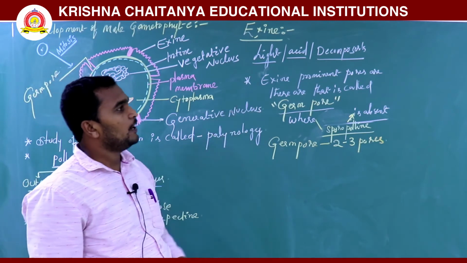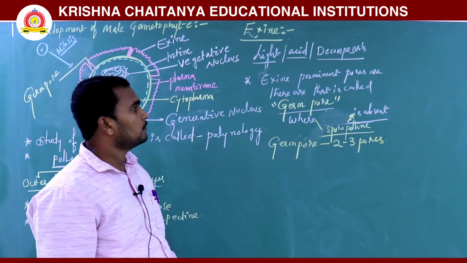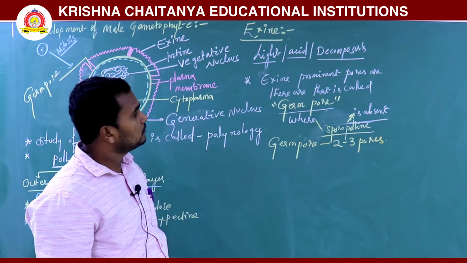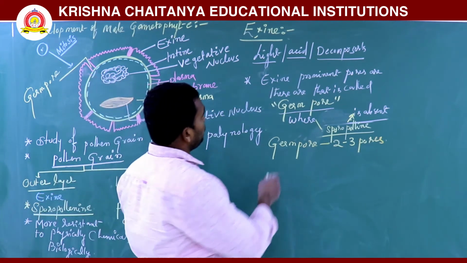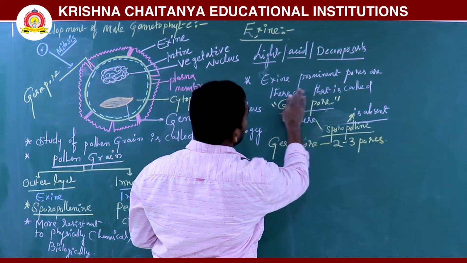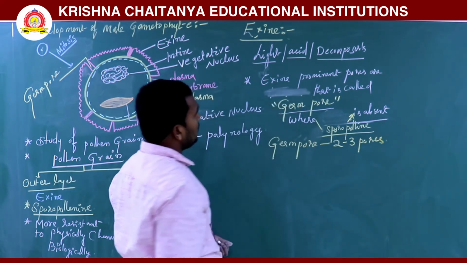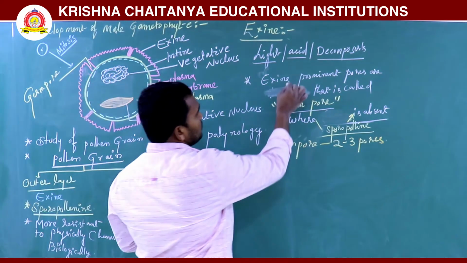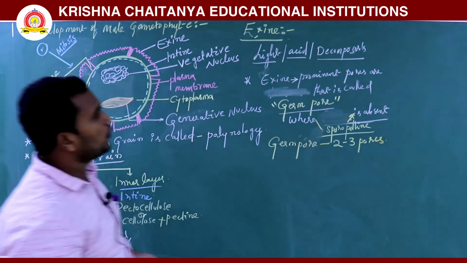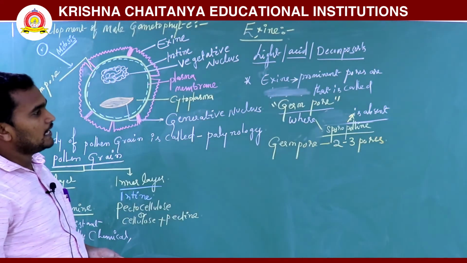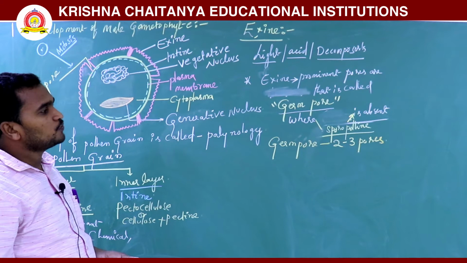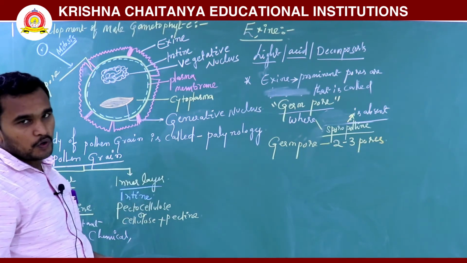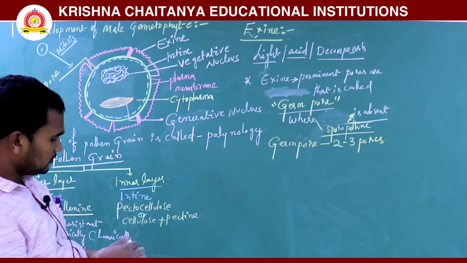The exine has a prominent pore, and that is called a germ pore. What does the exine have? A prominent pore. That is called a germ pore. Where sporopollenin is absent, in that region the germ pore is present.